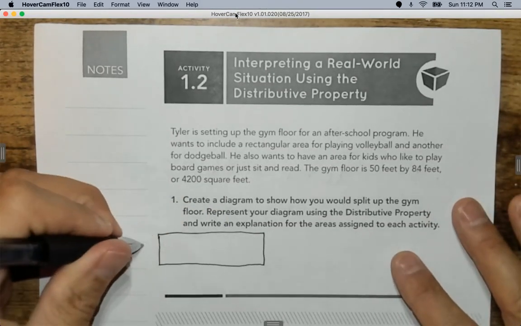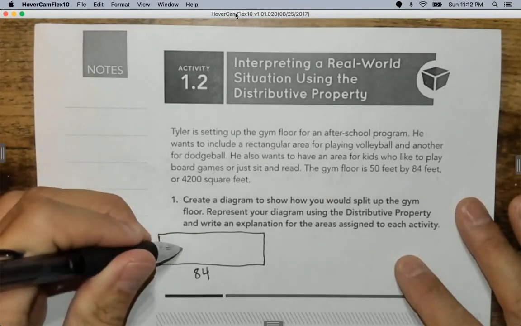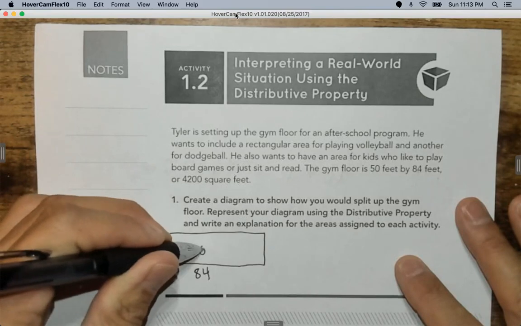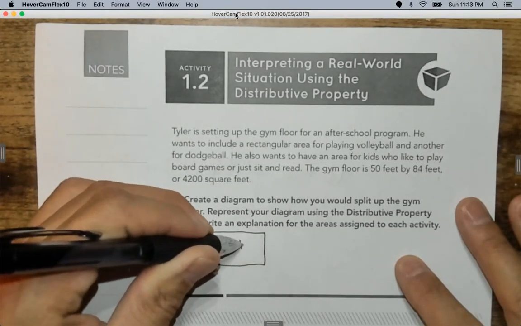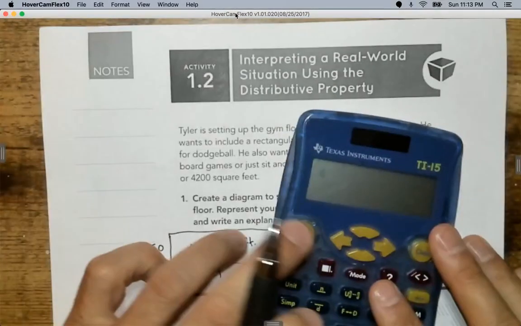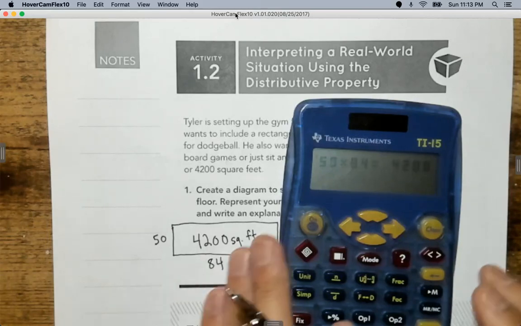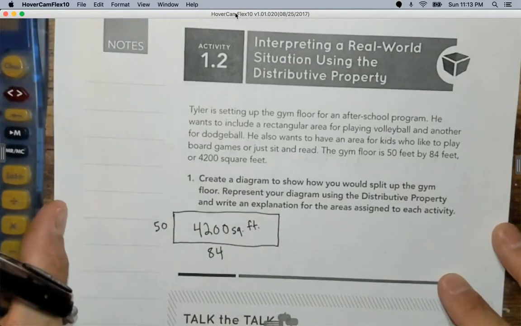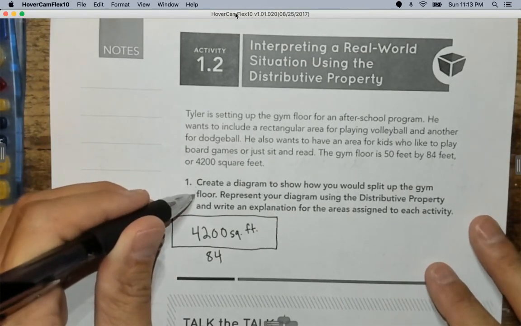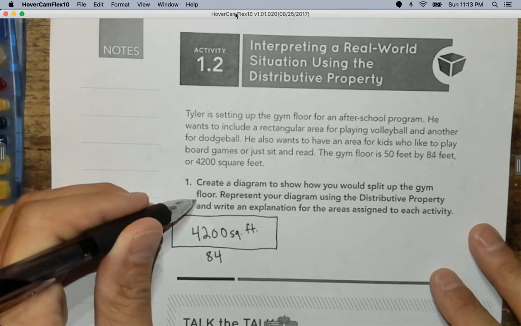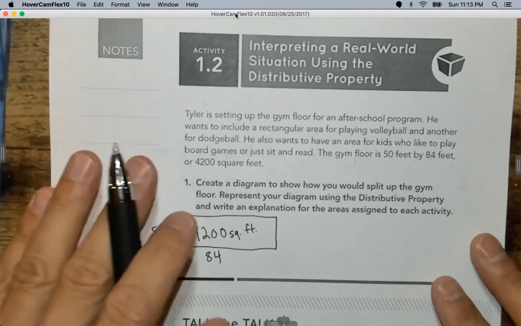It would be 50 feet by 84 feet, or 4,200 square feet. And if I took 50 times 84, I would get 4,200 square feet. Create a diagram to show how you would split up the gym floor. Represent your diagram using the distributive property and write an explanation for the areas assigned to each activity.